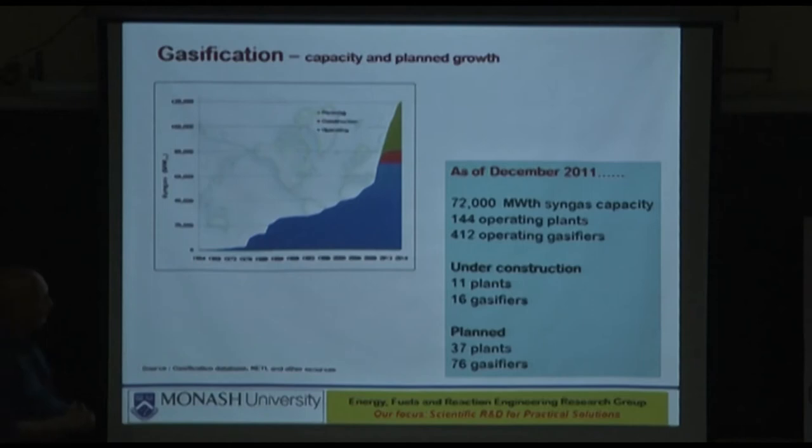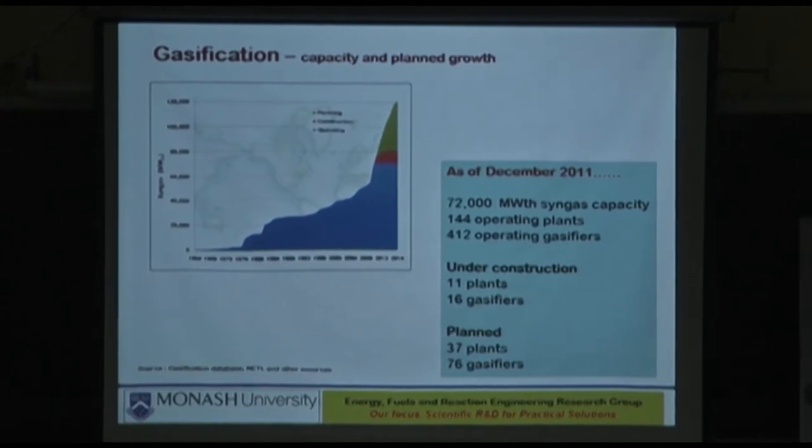No, it is total syngas capacity for power and chemicals. So there are very few IGCC plants. IGCC means integrated gasification combined cycle plants, which are solely for power generation. But there are a whole lot of other gasifiers which are not accounted for. No one keeps them, particularly in China, which are used for chemicals products.